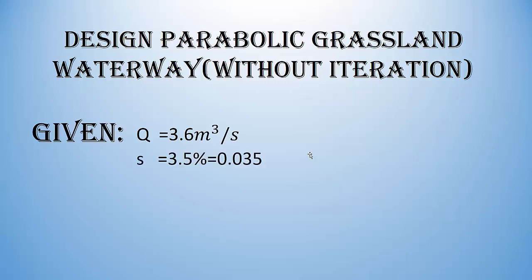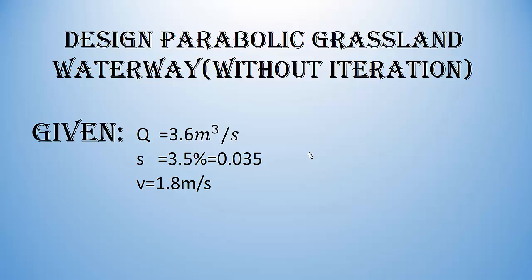Hello guys, today we are going to learn how to design a parabolic grassland waterway without any duration steps. We are given that the discharge flowing in that grassland is 3.6 meter cube per second and the longitudinal slope is 3.5% or 0.035, and we have also been given the permissible velocity as 1.8 meter per second.